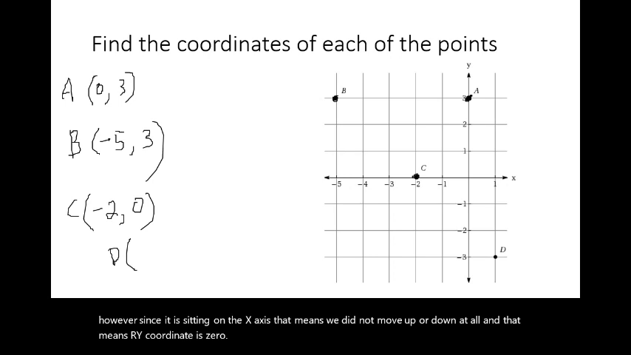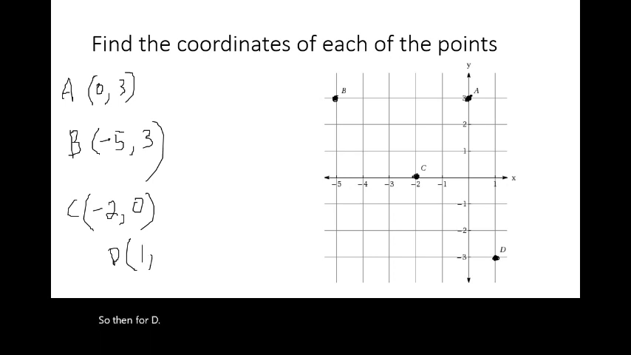So then for D, D was 1 unit to the right of the origin, so its x-coordinate is 1. It is also 3 units below the origin, so its y-coordinate is negative 3.